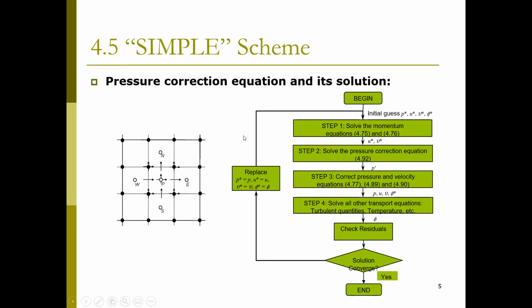Then we will go back to step 1, where we will replace the guessed value with the one that we found after step 3 and step 4. So we will keep updating the values of pressure, velocities, and other fields, and it will keep improving at every iteration until it reaches the convergence criteria. Then we will proceed to end these iterations.